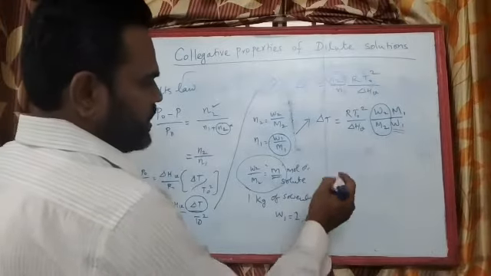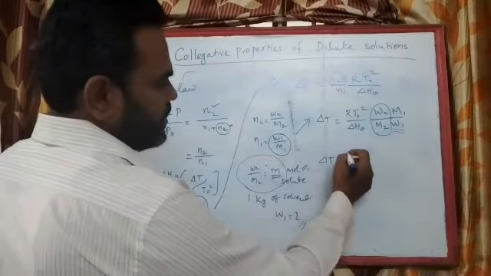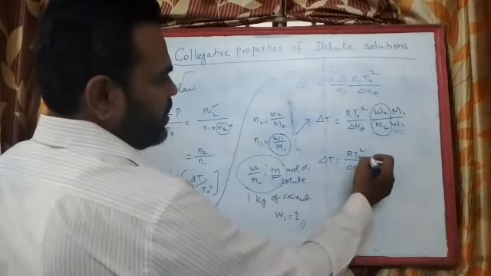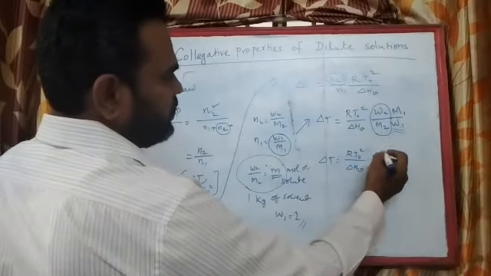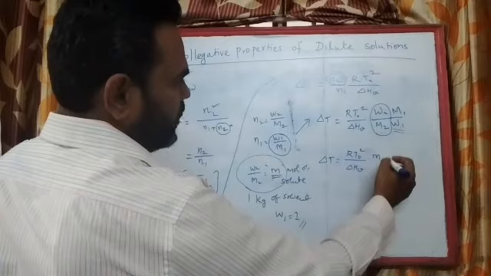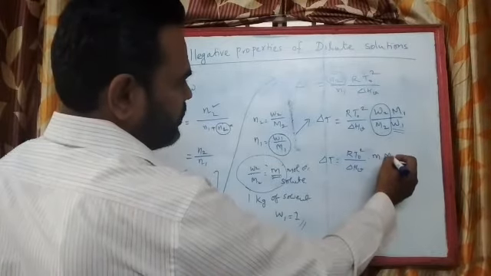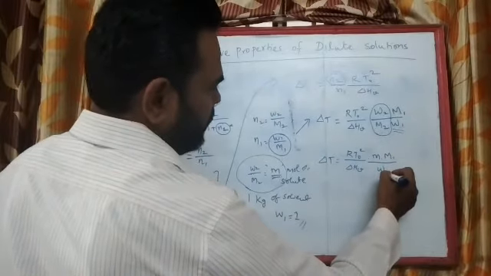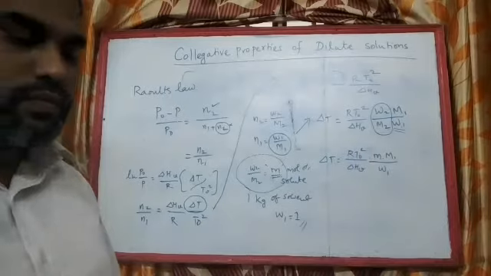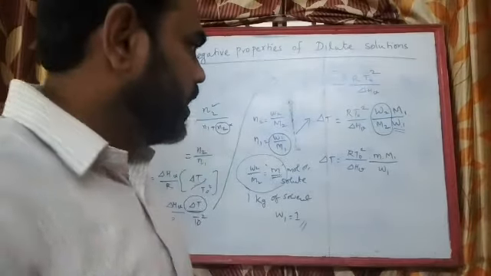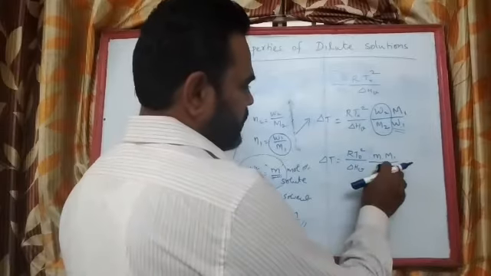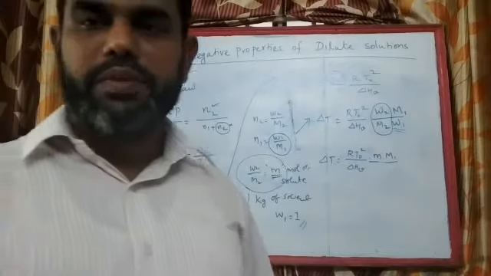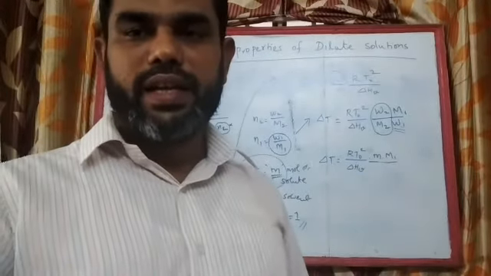Okay, so this equation now becomes delta T is equal to RT0 squared by delta HV into small m, into capital M1, whole divided by W1. Okay, so W1 is 1, so that becomes equal to RT0 squared small m capital M1 divided by delta HV.